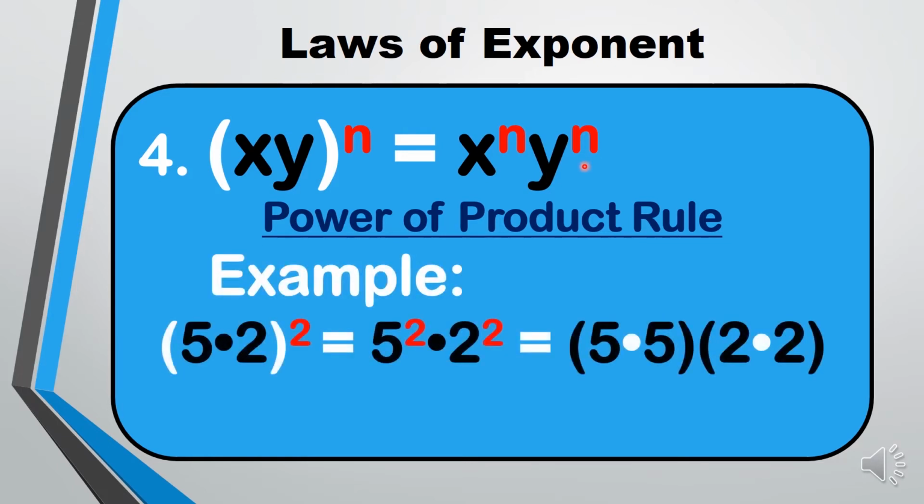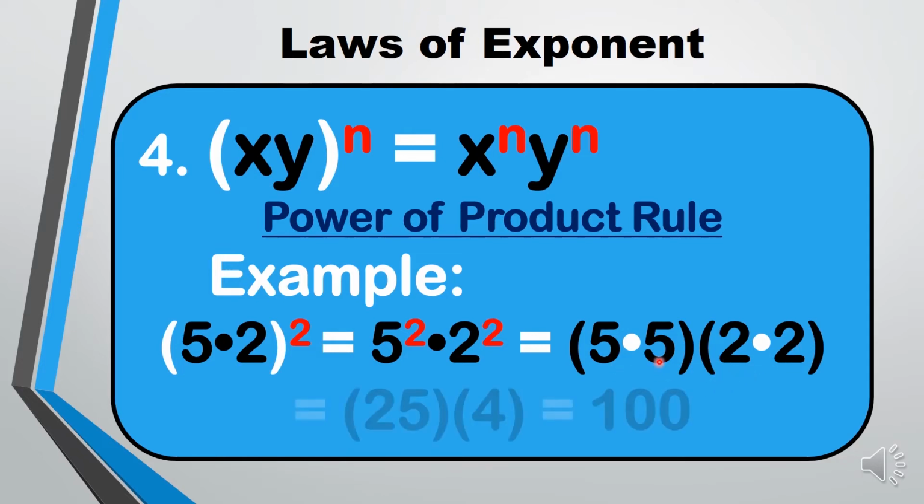Example, 5 times 2 raised to 2. Para sa ating expanded form, kailangan nating i-distribute kay 5 and 2 ang ating exponent na 2. At ito ay magiging 5 raised to 2 multiplied by 2 raised to 2. At ito ay magiging 5 times 5 multiplied by 2 times 2.